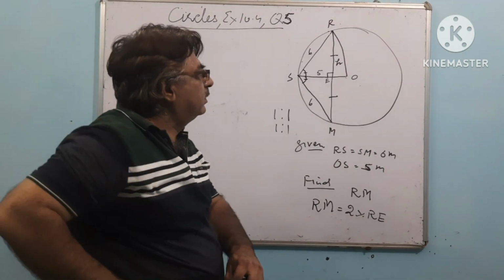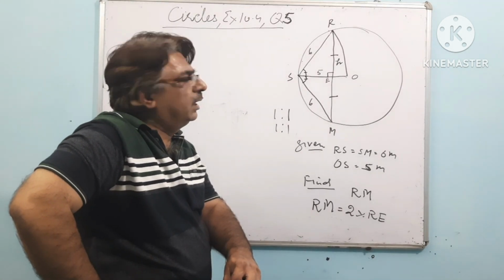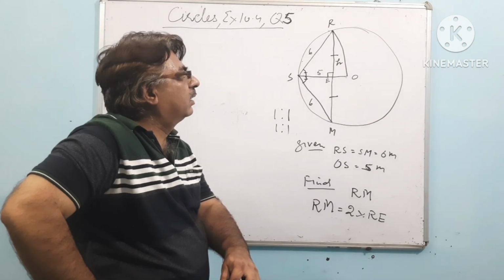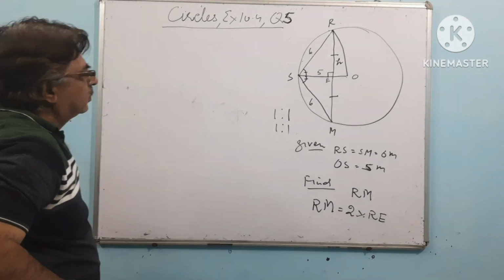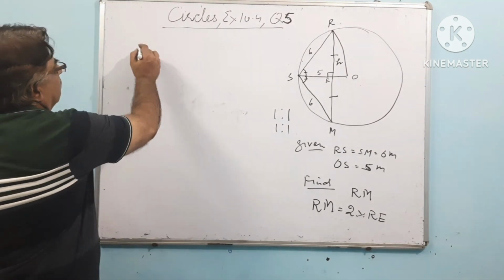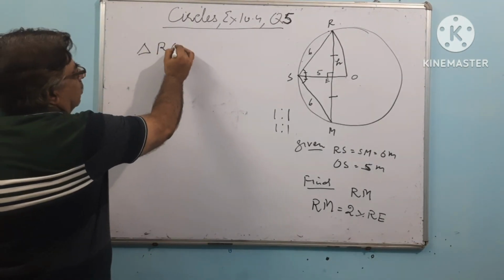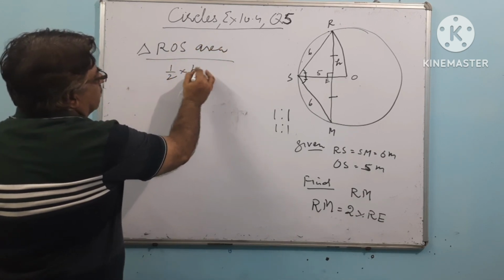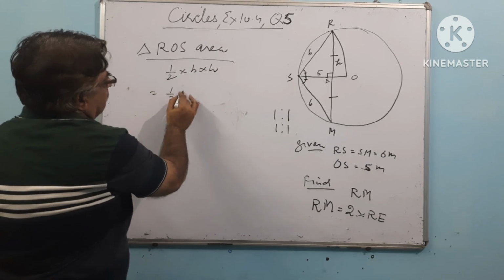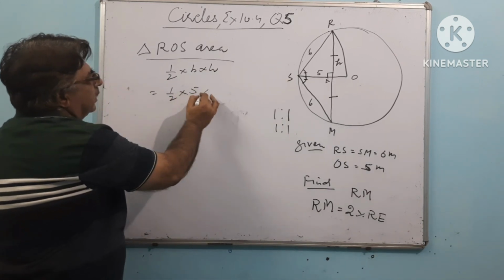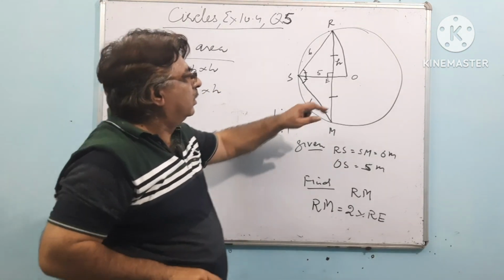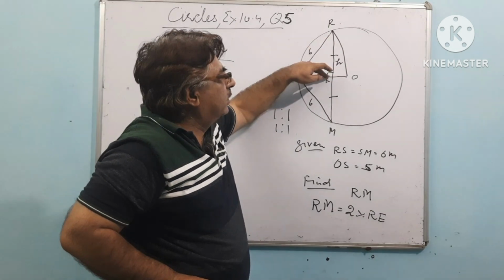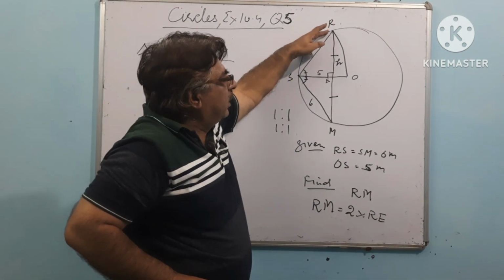So we can find the area of this triangle ROS. First of all, we find the triangle ROS area by half base into height. So the base is 5 meters and the height we don't know, and actually we have to find this height RE so that we can calculate RM.